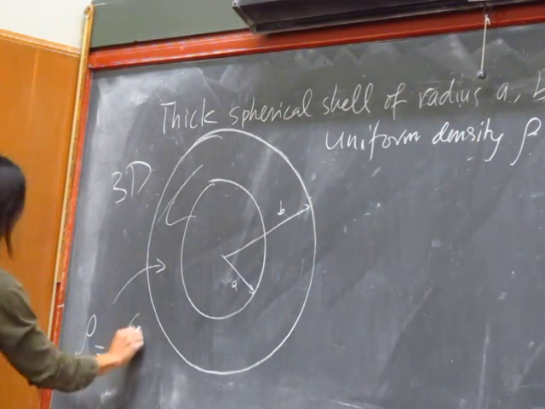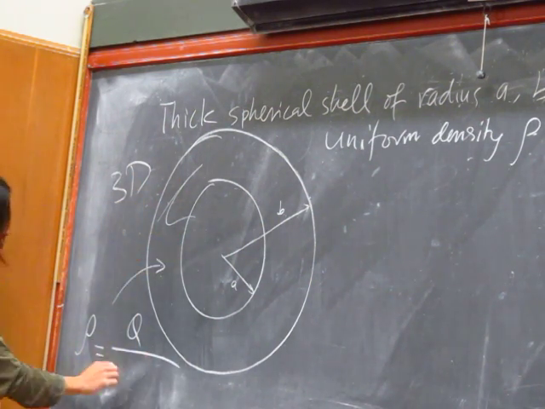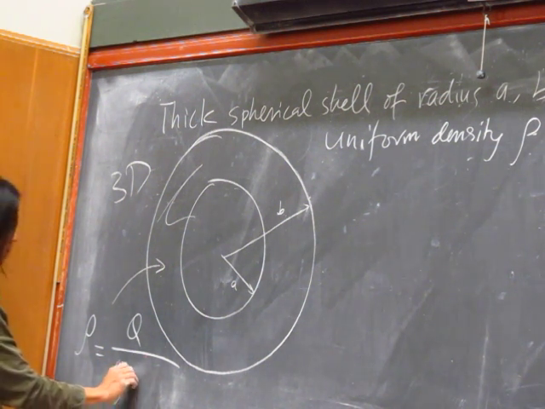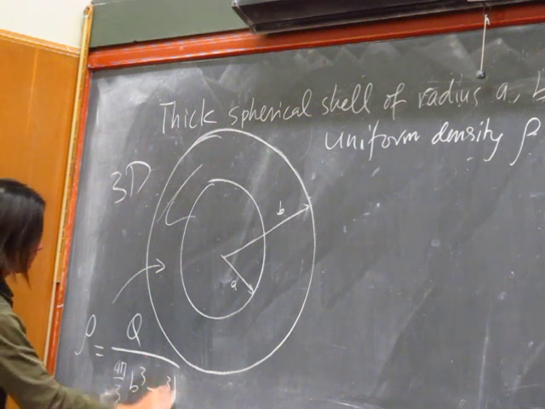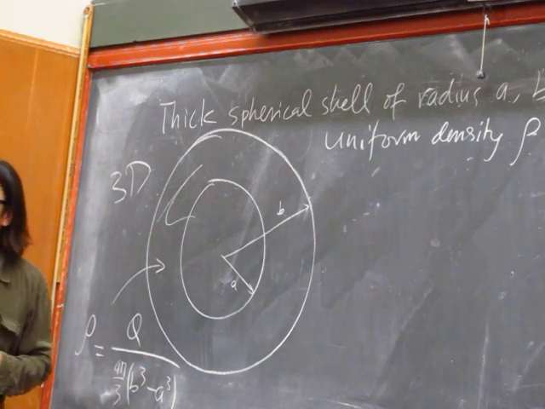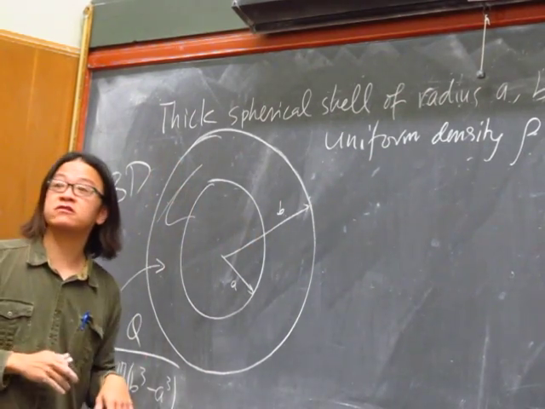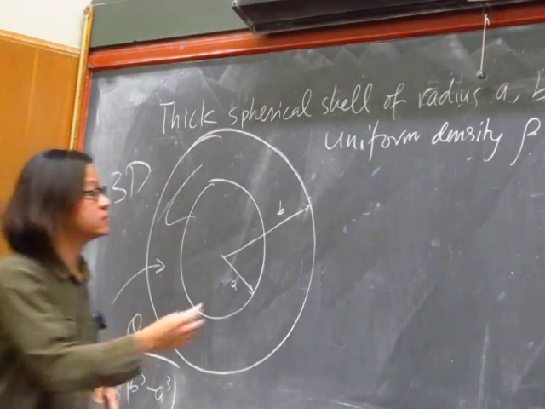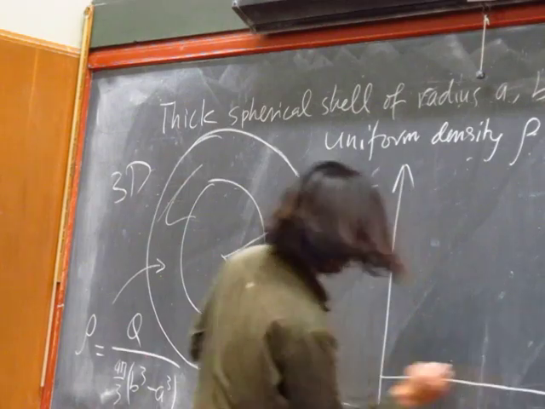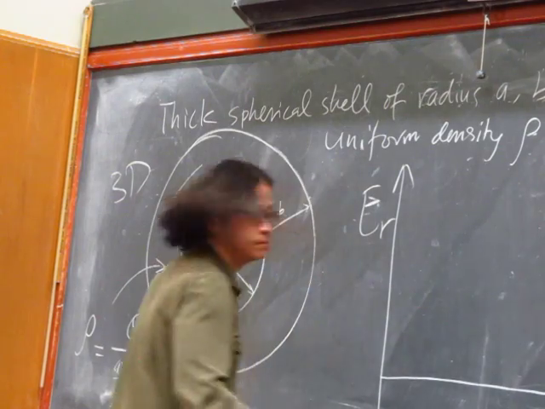And rho is just Q, whatever charge I put in there, divided by the volume, and the volume is 4 pi over 3 times b cubed minus a cubed. Okay. Find the electric field everywhere. Same argument, the left-hand side of Gauss's law is the same, because this has a radial symmetry. So the electric field looks like that. It has to be radial.